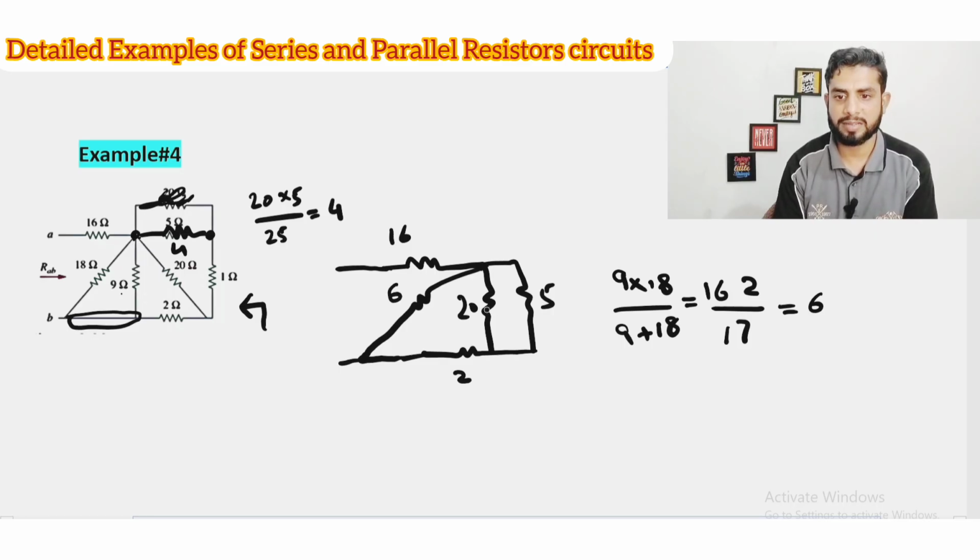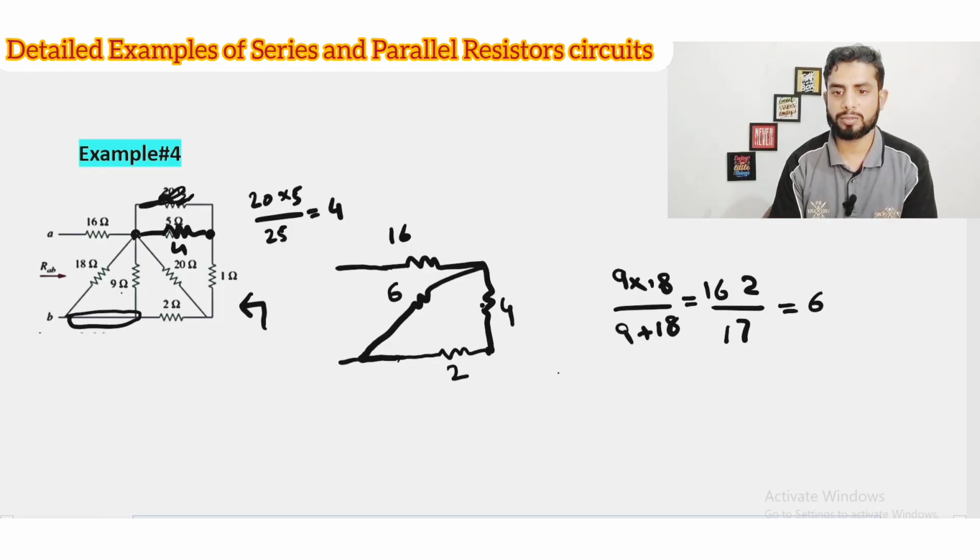See here, 5 and 20 are in parallel. Their whole combination has this common point, and 2 will be in series with their combination. The 5 and 20 parallel combination was 4. Diminish them and write the answer of the parallel combination. 4 and 2 will become 6 ohm resistance. So you will write the 6 ohm equivalent resistance.